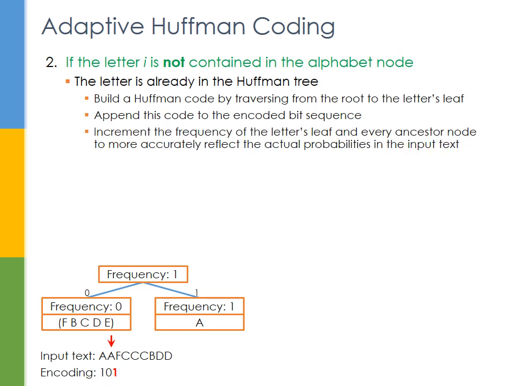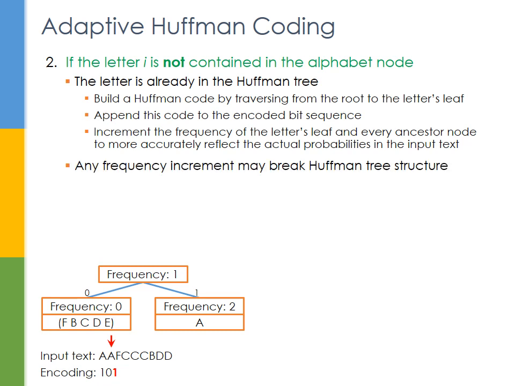What we need to do next is increment the frequency of the letter's leaf. The reason that we need to do this is that we've encountered at this point a second A, so we now need to update our knowledge in terms of the frequency for that letter. So in our example over here, we can see we've incremented the frequency for the leaf node containing the letter A from 1 to 2. Additionally, we also need to update the frequency counts for all of the ancestor nodes of the leaf node that we've just updated, and we do that all the way up to the root node of the tree.